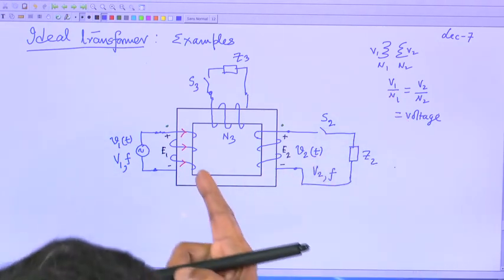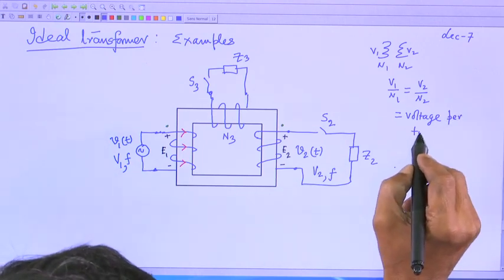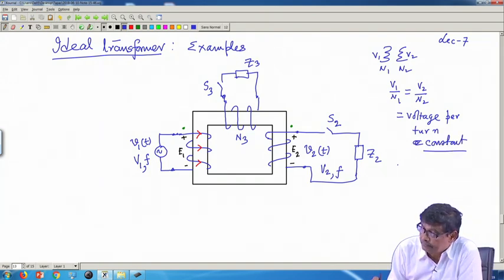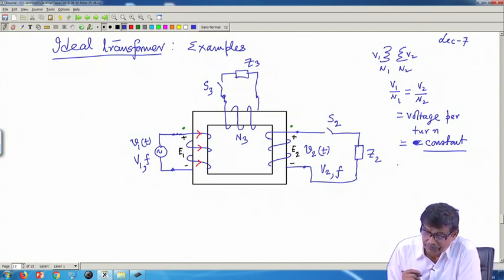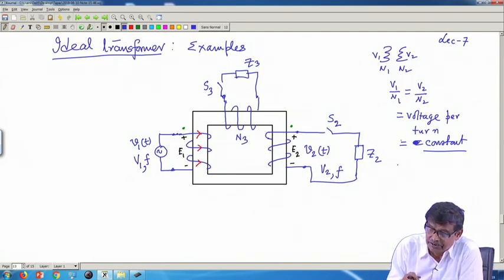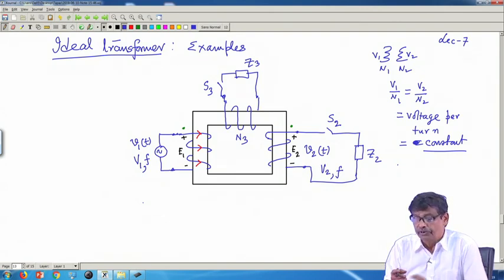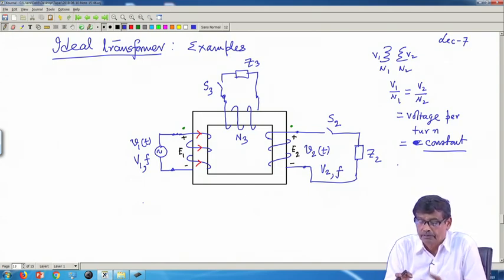What is V1 by N1? Voltage per turn is constant. V1 by N1 is equal to V2 by N2, it has to be. Therefore, to calculate the voltage induced here, you simply calculate the voltage per turn, then multiply with the respective turns to get the voltages here and there. So you can have more than one secondary coil, for example, here.